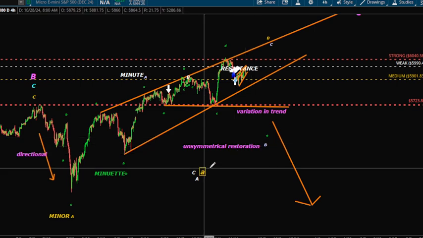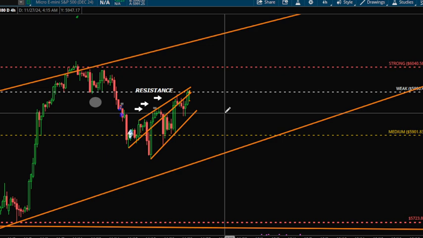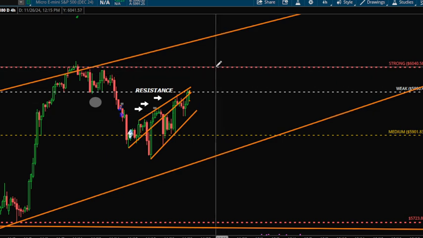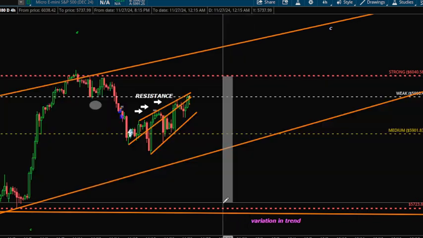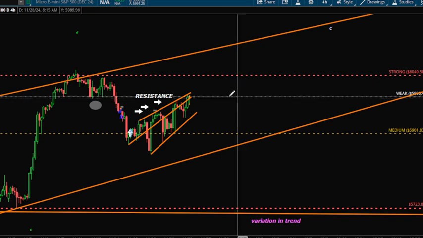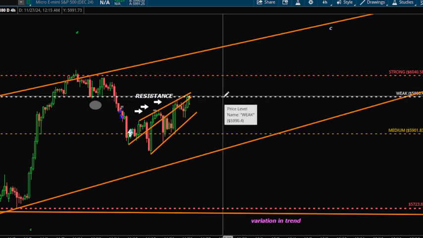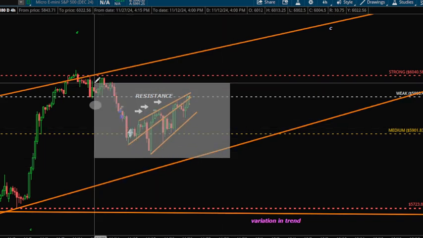So let's zoom in here where we're at now. Basically, we have our trading range right here. Anyways, this is our support and resistance, and I have the two strong support and resistance there at the top, and then a medium in the middle for your medium range, and then we're at a point of weak resistance right here.